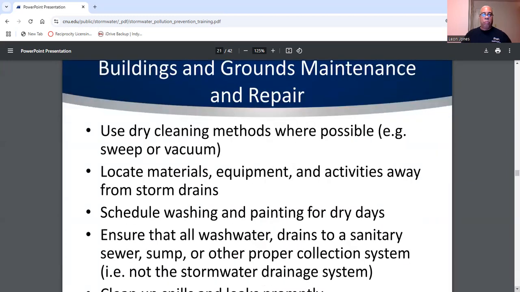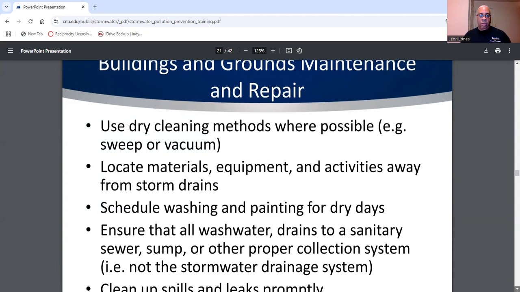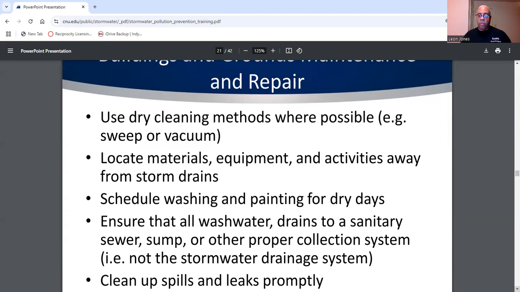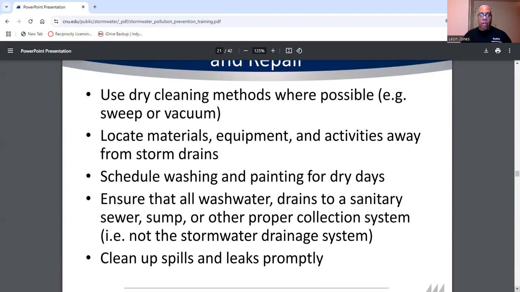Of course, repair. Use dry cleaning methods where possible. Sweep or vacuum. Locate materials, equipment, and activities away from storm drains. Schedule washing and painting for dry days. Ensure that all wash water drains to a sanitary sewer, pump, or other proper collection system, i.e., not the stormwater drainage system, and clean up spills and leaks promptly.